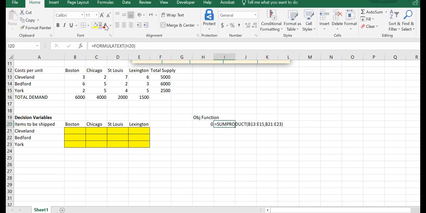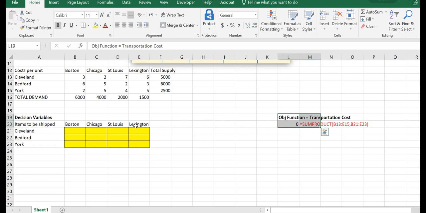So this is my objective function, which is actually total transportation cost. And then for the constraints, we need the left-hand side and the right-hand side. I'm going to move this a little bit to the right, because I'm going to write down my constraints here and here.